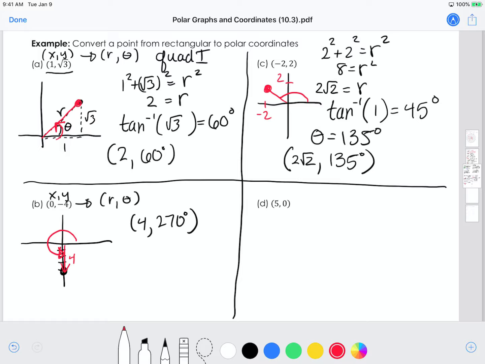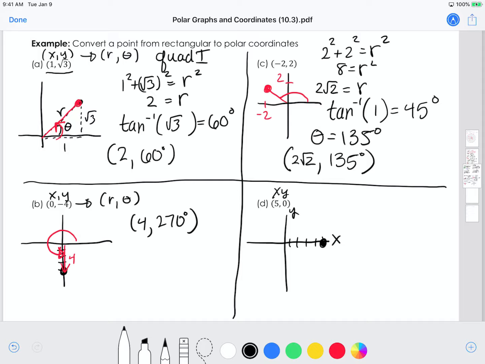And the last example, this one is also easy to just eyeball without having to worry about doing many calculations. This is telling me I'm coming out 5 on the x-axis. So this is my x and y. I'm coming out 5 on my x-axis, and I'm not making any vertical change. So that would be an angle of 0 degrees. I'm not sweeping open at all if I'm looking at it in terms of the polar coordinate plane.